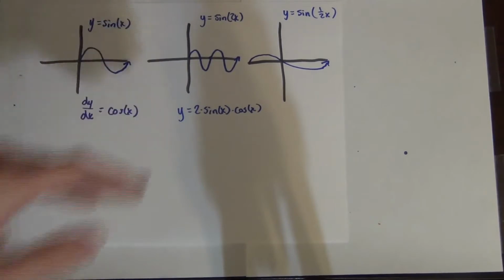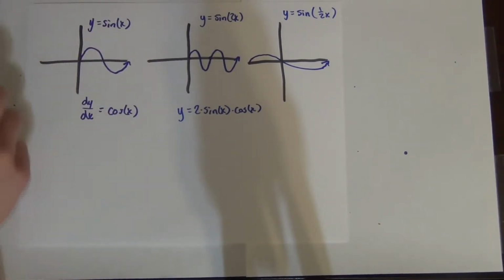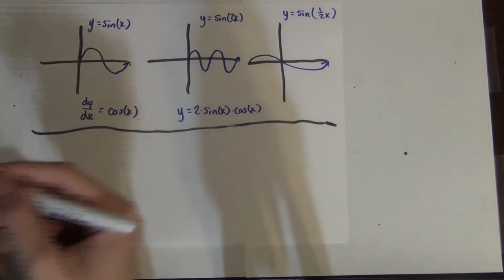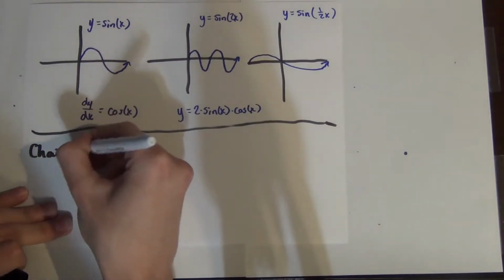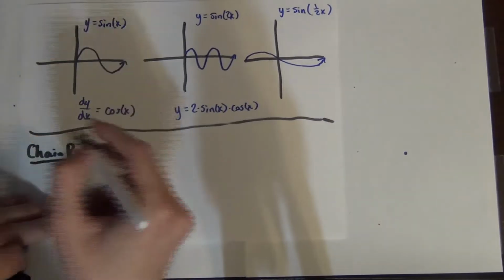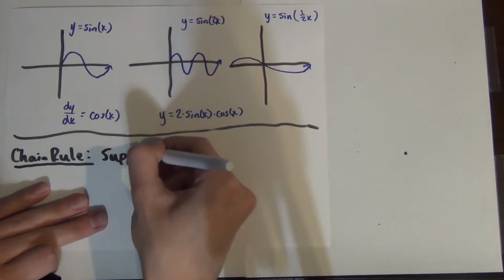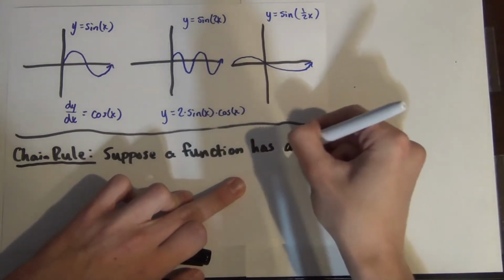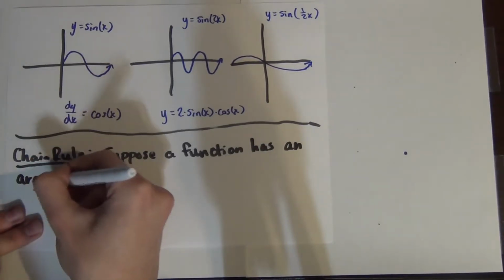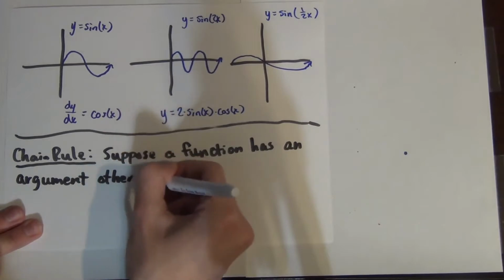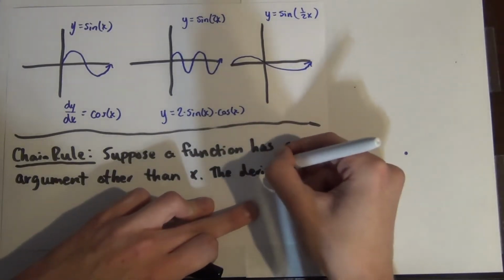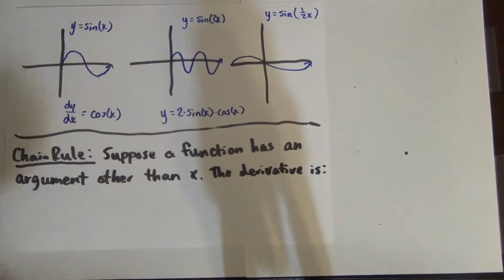Okay, so that's kind of the general principle behind the chain rule, which I'm going to go and define. So the most important rule, I think, in all of differential calculus is the chain rule. So I'm going to define it, then we're going to go through a proof. So here's what the chain rule says. Suppose a function has an argument other than x, like we've been doing. So here's what the derivative is. I'll do it in red because it's so important.